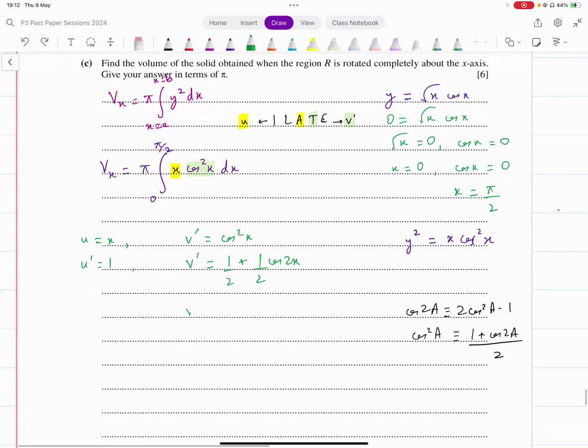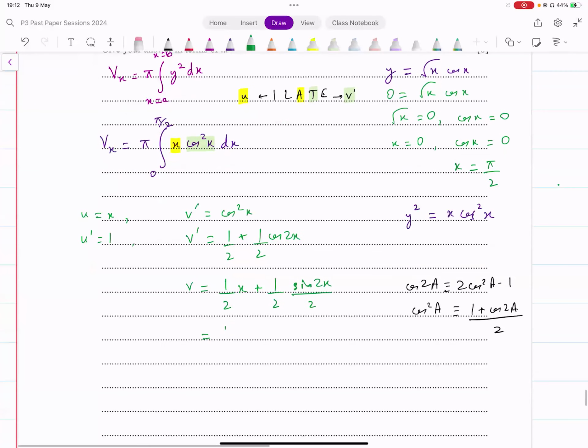Now, let's integrate it. Integration of 1 over 2 is 1 over 2x, and integration of cos 2x is sine of 2x divided by 2. And that gives us 1 over 2x plus 1 over 4 into sine of 2x. That's the value of v that we get. Okay, so we have u, we have v, we have u dash and v dash.